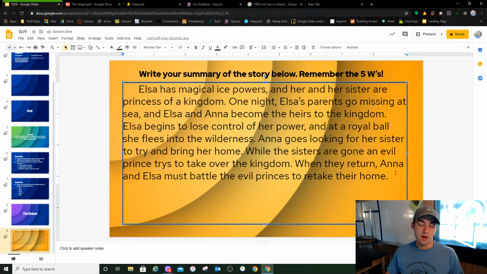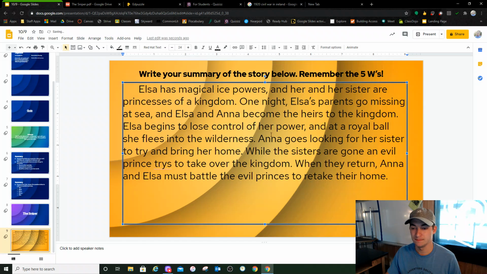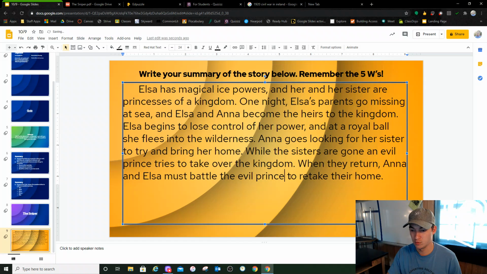So, Elsa has magical ice powers, and her sister are princesses of a kingdom. One night, Elsa's parents go missing at sea, and Elsa and Anna become the heirs to the kingdom. Heirs means they're next in line to rule the kingdom. Elsa begins to lose control of her power, and at a royal ball she flees into the wilderness. Anna goes looking for her sister to try and bring her home. While the sisters are gone, an evil prince tries to take over the kingdom. When they return, Anna and Elsa must battle the evil prince to retake their home.